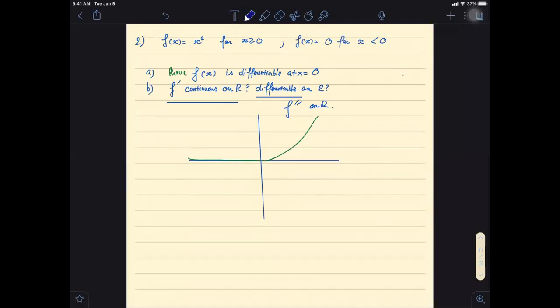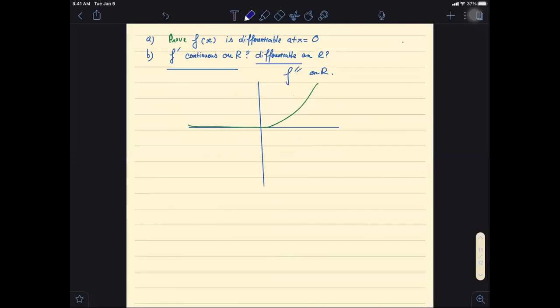Wouldn't we use the concept that the limit from the left side is 0 and the limit from the right side is 0, since we know that's true?